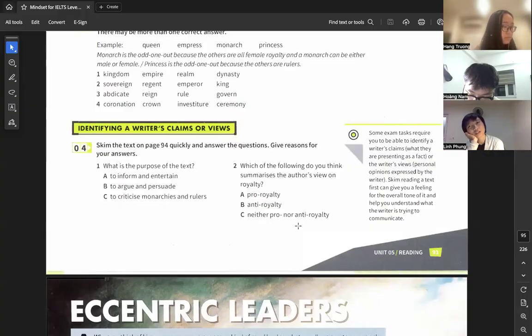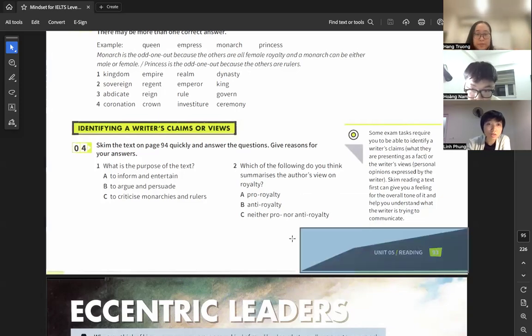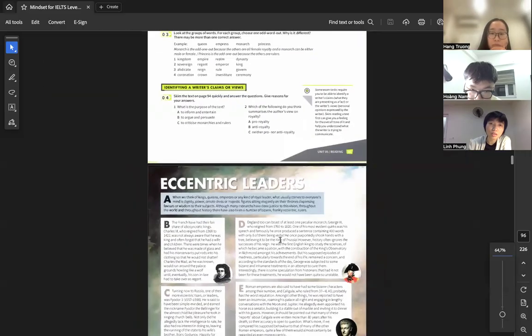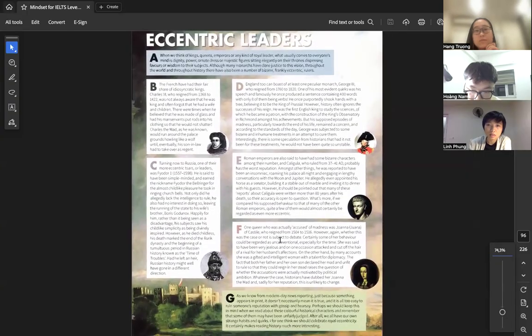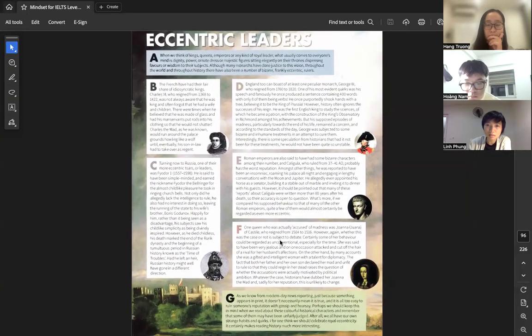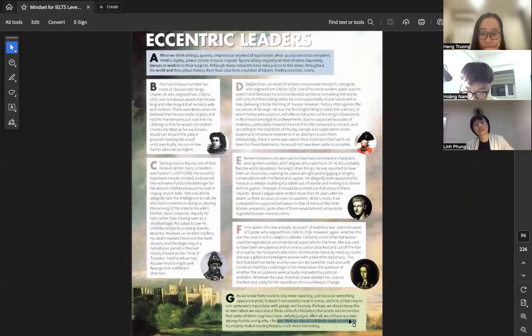Actually, it took me some time to think about these questions because in the last, especially in the last paragraph, paragraph G, yeah. The author says that the last sentence, one thing we should celebrate royal eccentricity. So it may lead me to choose A, but I'm not sure, so I choose C. Okay, very good point. What about you, Hua?